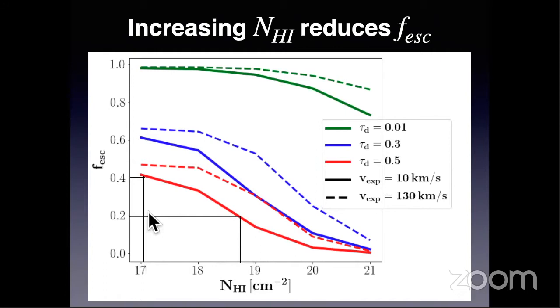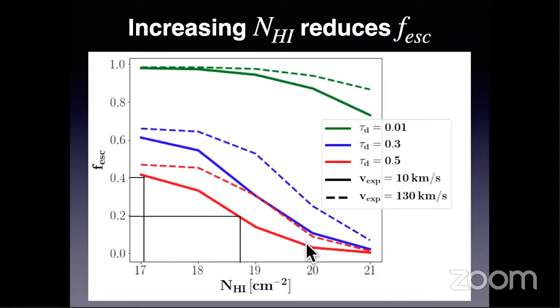However, the change here is huge if you start from a low column density, but if you go to a very high column density, the change is very small and you should be able to reproduce the observation. So the idea here is that the factor of two by changing the column density is entirely possible.